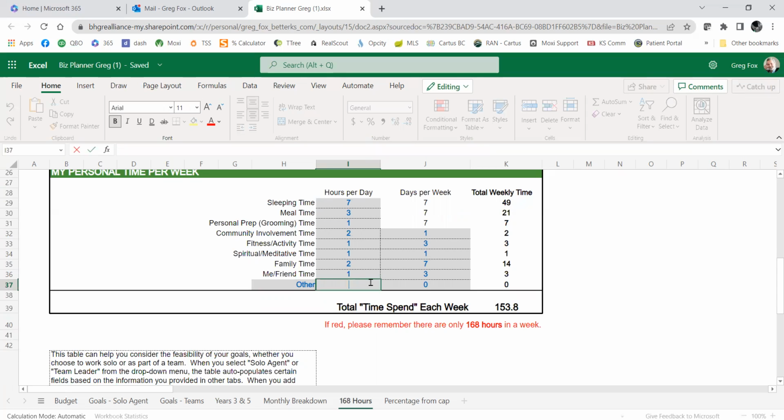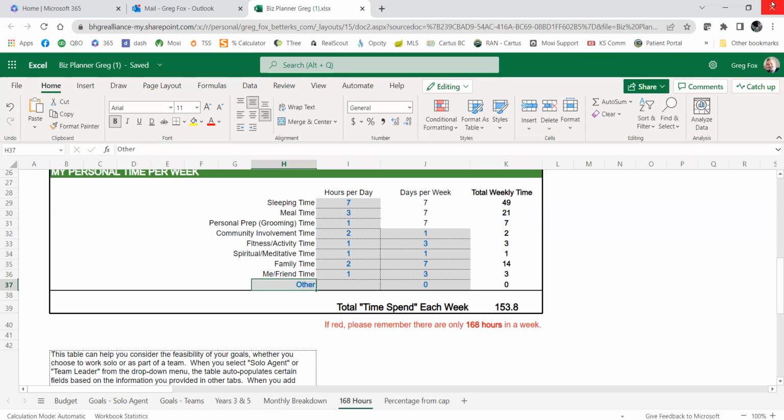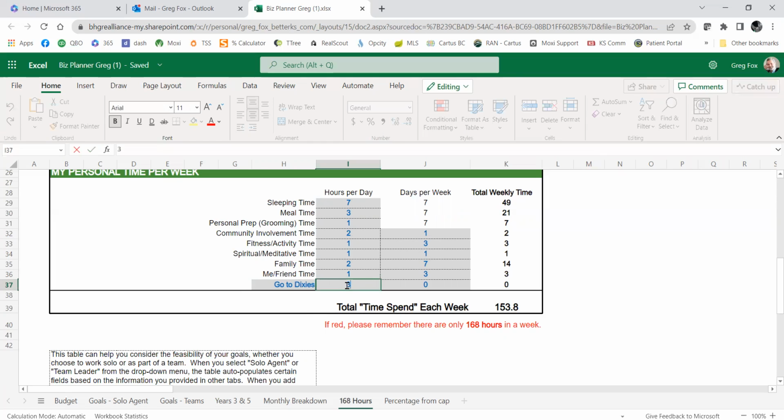No, here we go. I'm picking on you again, Dixie. I hope you don't mind. Go to Dixie's. Thank you. You're not saying anything, Dixie. Go to Dixie's. Dixie couldn't find her mute button, because Dixie's has this wonderful garage and hosts the best parties. And I'm going to spend 3 hours a day over at Dixie's.